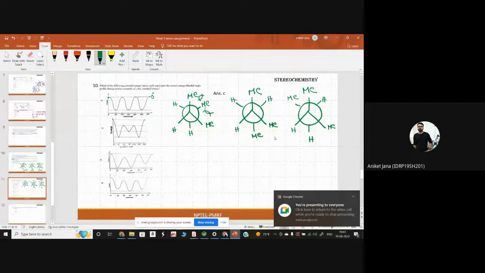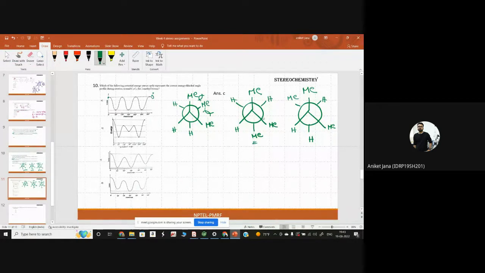Here, how many interactions are possible in the case of this conformer? Only one. And in the case of this one, there is also only one. So from this, only the staggered conformer, we can say that one of the conformers is definitely destabilized compared to the other two, right?